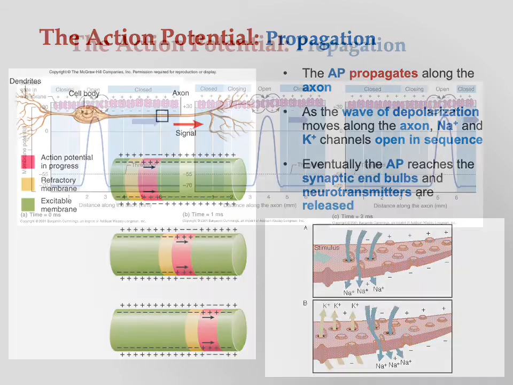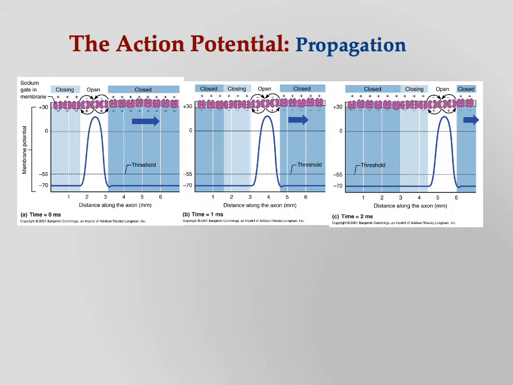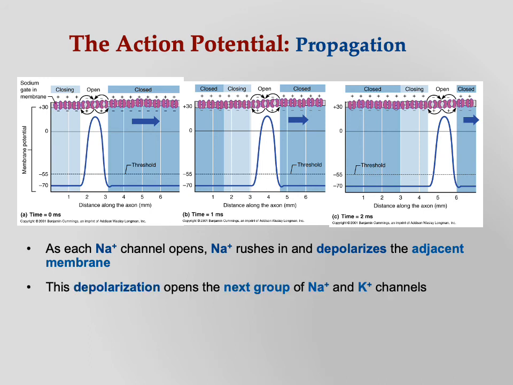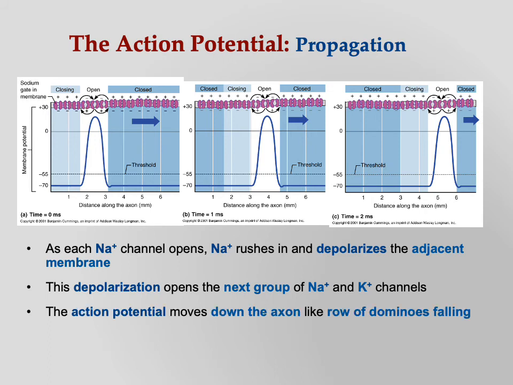down the axon. Okay, so here's just another diagram trying to show the same thing. Each sodium channel depolarizes the adjacent membrane. That lets those sodium channels open, and then on and on. It's like those dominoes, those things that people set up. Once you tip the first domino, all the rest of the dominoes go. That's what's happening. It's a positive feedback loop.